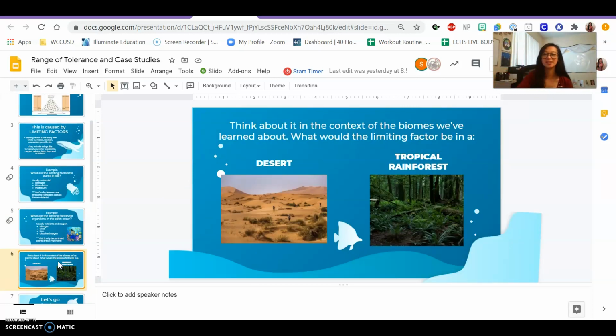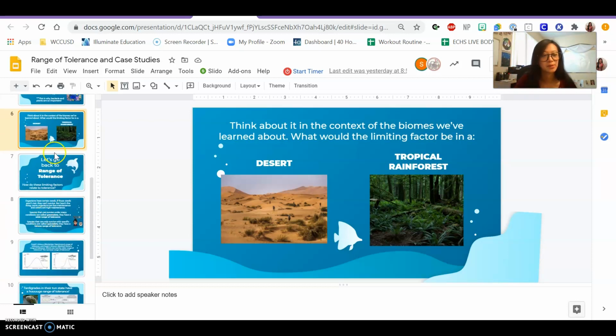Great. And then we talked about this in the context of biomes. We put it together with what we've been learning about ecosystems and biomes, and how in a desert, we probably think of water availability as the limiting factor. This is why plants and animals have adaptations for lower water amounts. In the tropical rainforest, we talked about nutrient availability in the soil, because rainforest soil is super poor in nutrients. We talked about sun potentially being a limiting factor, especially for the plants on the forest floor, and potentially space being another as well.